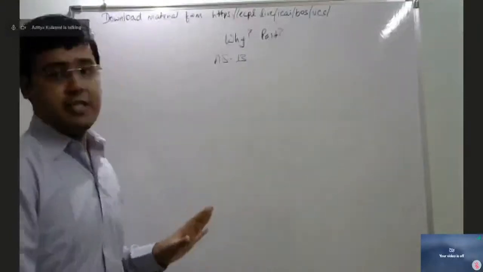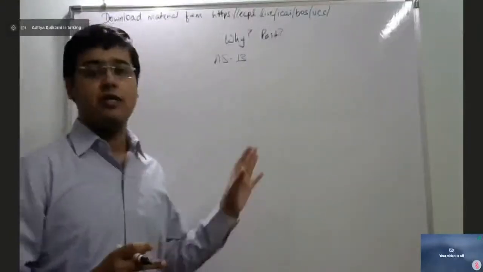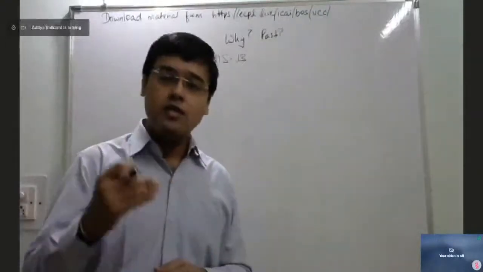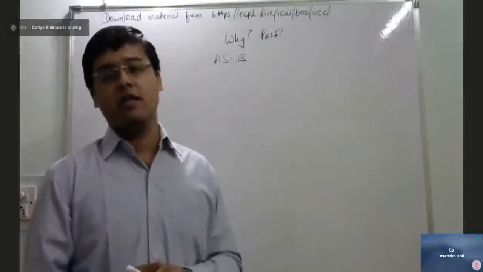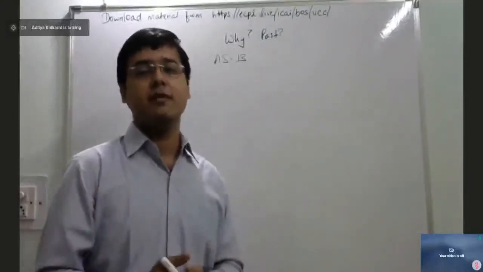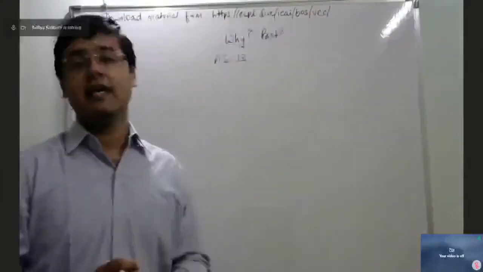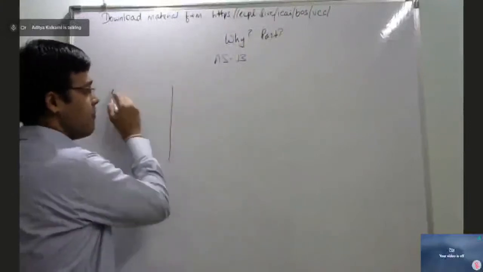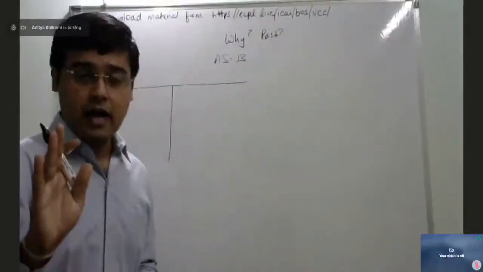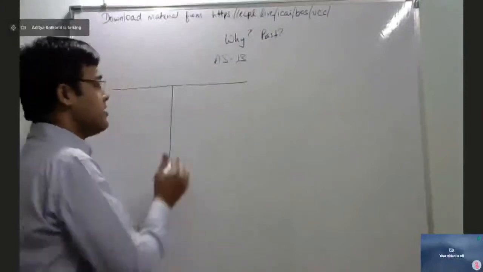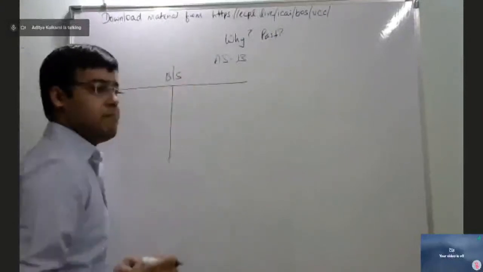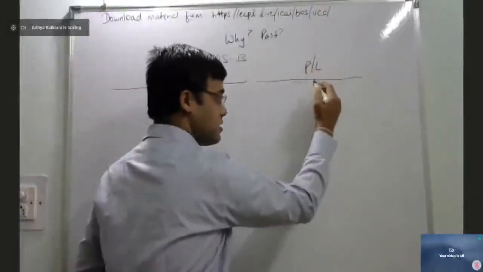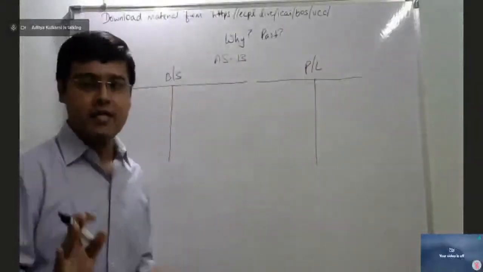Under the Ind AS regime, we have a full-fledged Ind AS 40 that deals with investment property. Now the question arises, why was a separate standard required? What is the objective behind introducing a separate Ind AS for investment properties? I'm just drawing a simple T-form balance sheet and a simple T-form P&L. Although you don't prepare it in this form under Ind AS requirements, this is just for our understanding and explanation purposes.